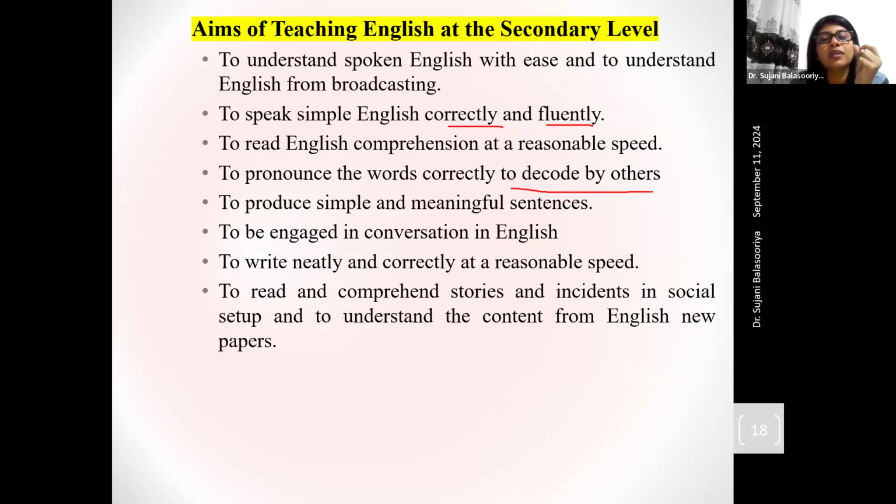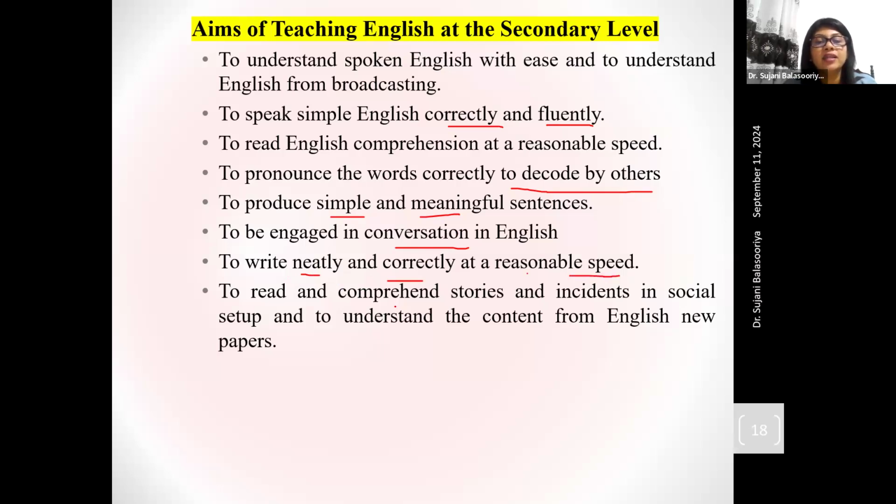The student should have the proper pronunciation. Right? So that the others can understand, and to produce simple and meaningful sentences. Secondary level, simple and meaningful sentences, and to be engaged in conversation in English. That is another aim, which is expected from the students at secondary level. And to write neatly and correctly at a reasonable speed. Now, this time, writing skill has been improved, right? Neatly, correctly, at a reasonable speed.